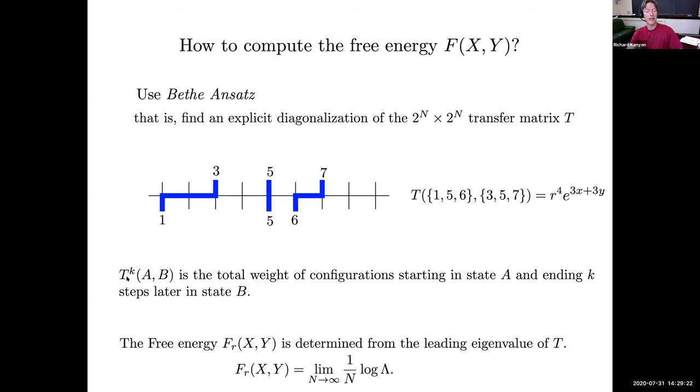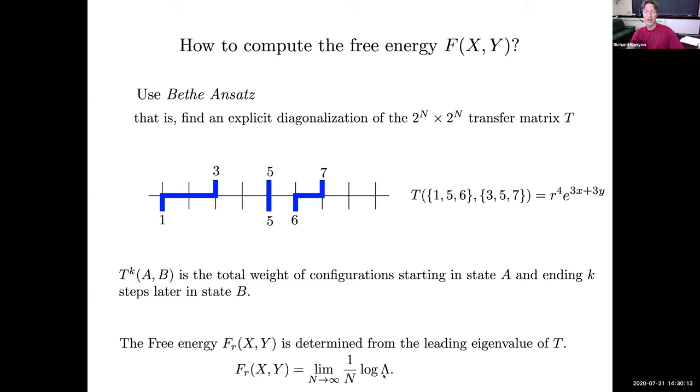And of course, as has been discussed already, if I take a certain power of this matrix, like T to the K, the AB entry is the total weight of configurations which start in a certain state A on the bottom row, and K rows higher up end in state B. The free energy which we're trying to calculate, with explicit dependence on R, X, and Y, is determined from the leading eigenvalue of this matrix T. It's a Perron-Frobenius matrix, a non-negative integer matrix, and it has a unique positive eigenvector and a corresponding eigenvalue, the Perron-Frobenius eigenvalue. That's the one we care about.